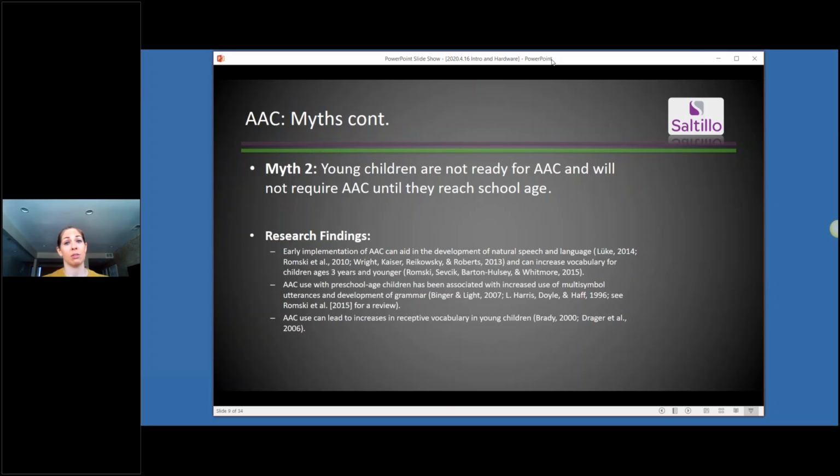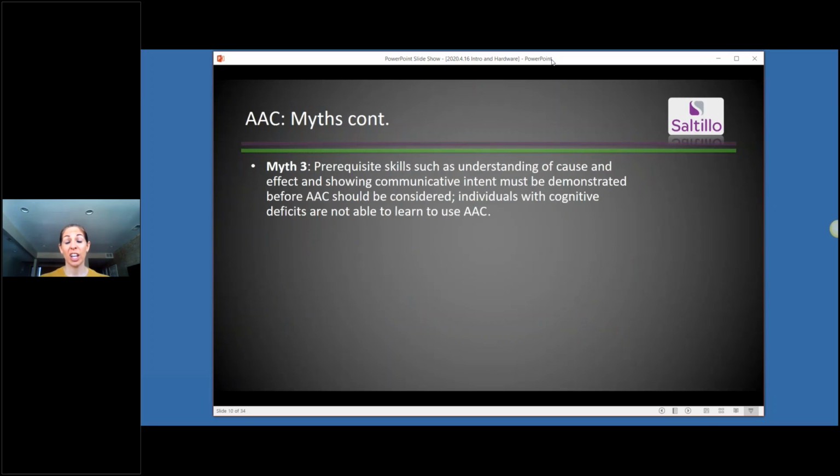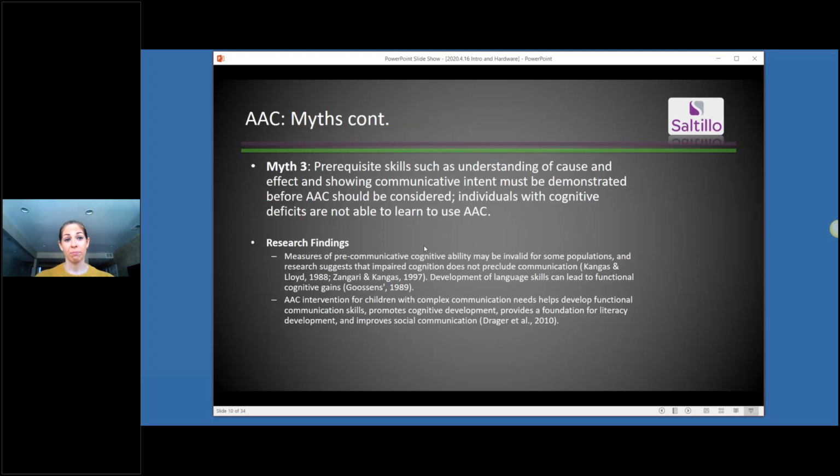Communication is needed every single day. It's not something that we wait until we get to school to be able to communicate. Again, the following research articles have stated that's just not accurate. A third and common myth is prerequisite skills are needed, such as understanding cause and effect and showing communicative intent. They have to demonstrate that before we consider AAC. And definitely kids and adults with cognitive deficits are not able to learn AAC. Research has shown, again, that this is not accurate as well.